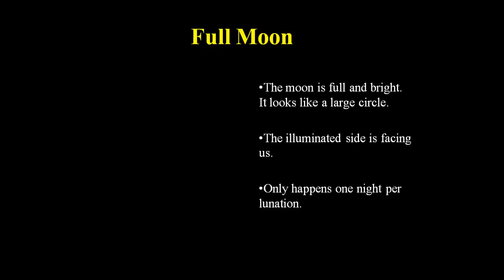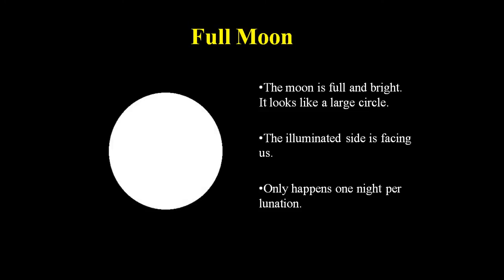Full moon. The moon is full and bright. It looks like a large circle. The illuminated side is facing us. This only happens one night per lunation.